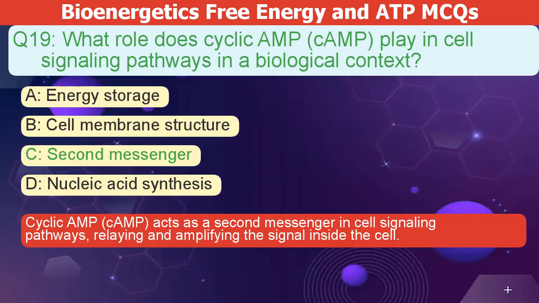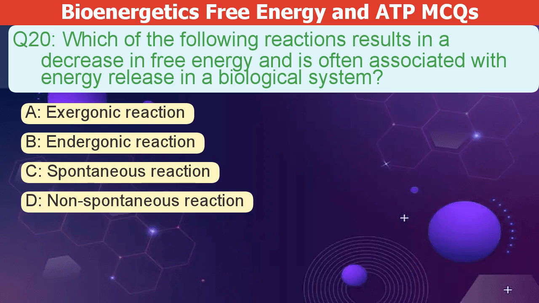The correct answer is C. Cyclic AMP, or cAMP, acts as a second messenger in cell signaling pathways, relaying and amplifying the signal inside the cell. Which of the following reactions results in a decrease in free energy and is often associated with energy release in a biological system?